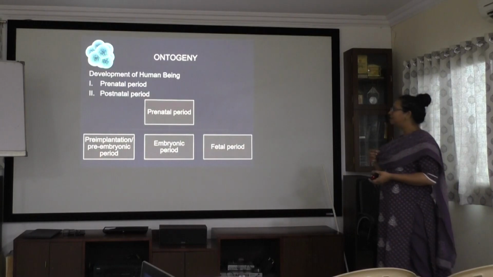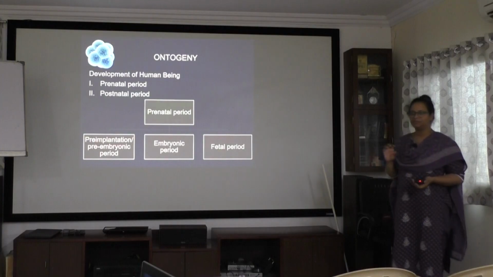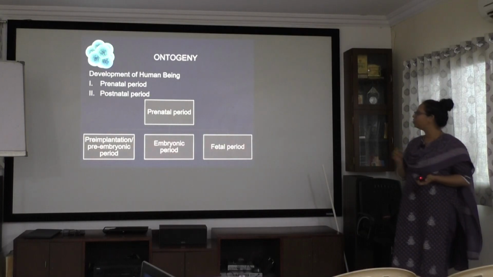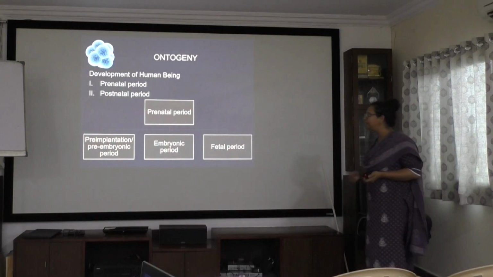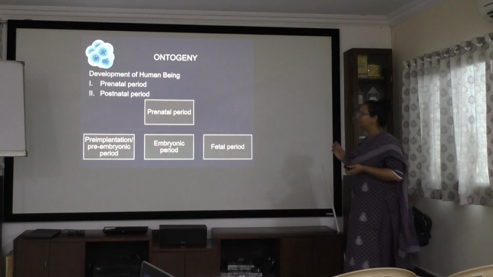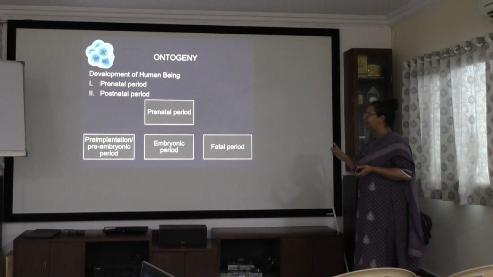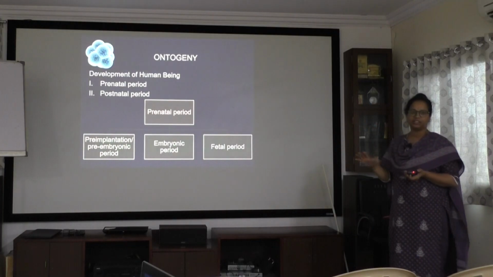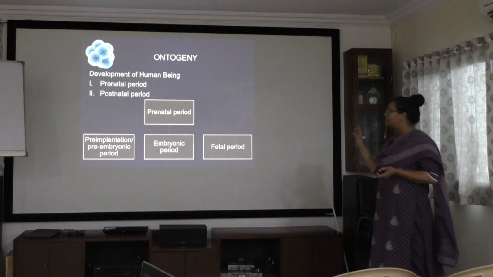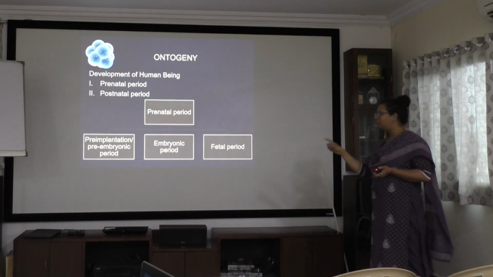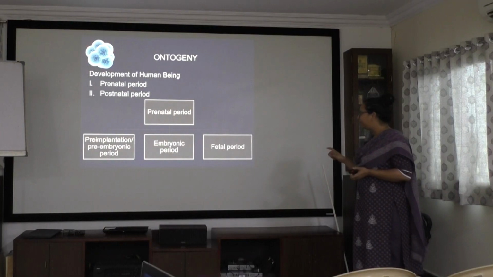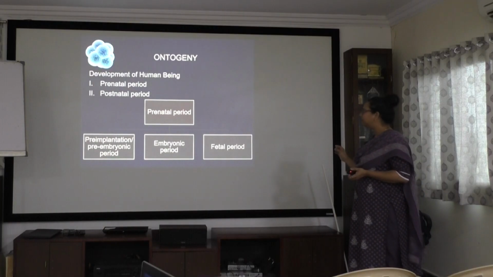Ontogeny, the life cycle of an organism, when we tell it in terms of development, is called ontogeny. Development of human beings is usually considered as prenatal period and postnatal period. The development or growth of the human being is a continuous process. The prenatal period is again divided into pre-implantation or pre-embryonic development, embryonic period, and fetal period.